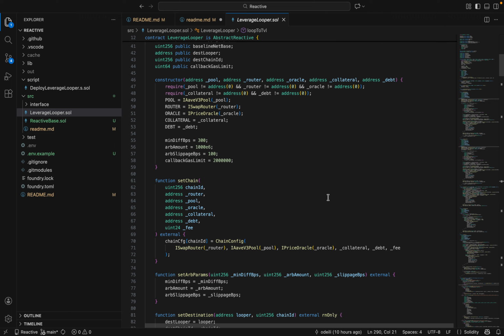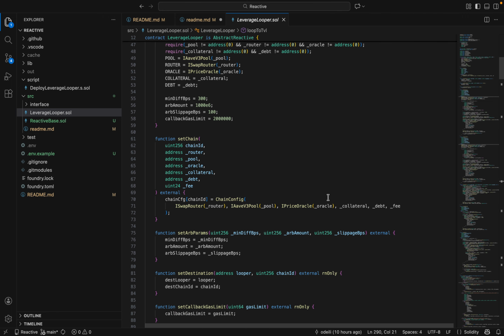We have a destination chain and we are using the Reactive VM. Aave and Uniswap are deployed on Sepolia, and the controller, which is the reactive contract, is deployed on Lasna. I think that's the name, I can never pronounce it. But yeah, that is the testnet.